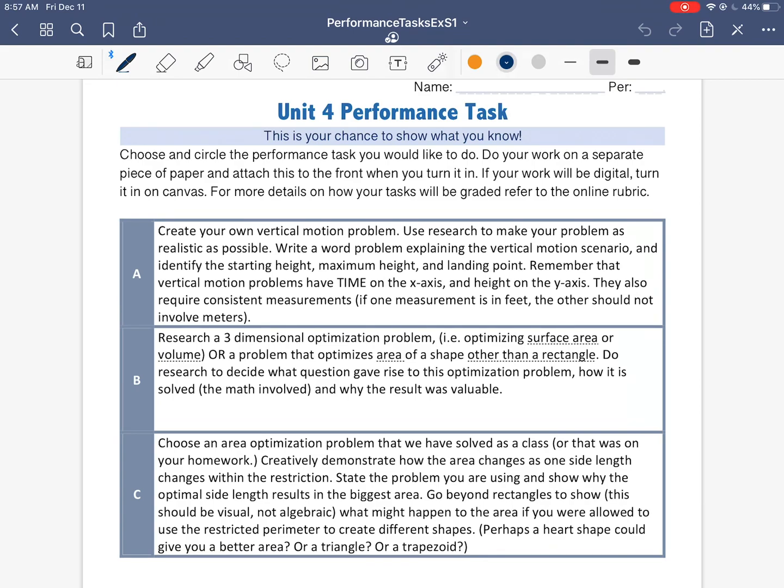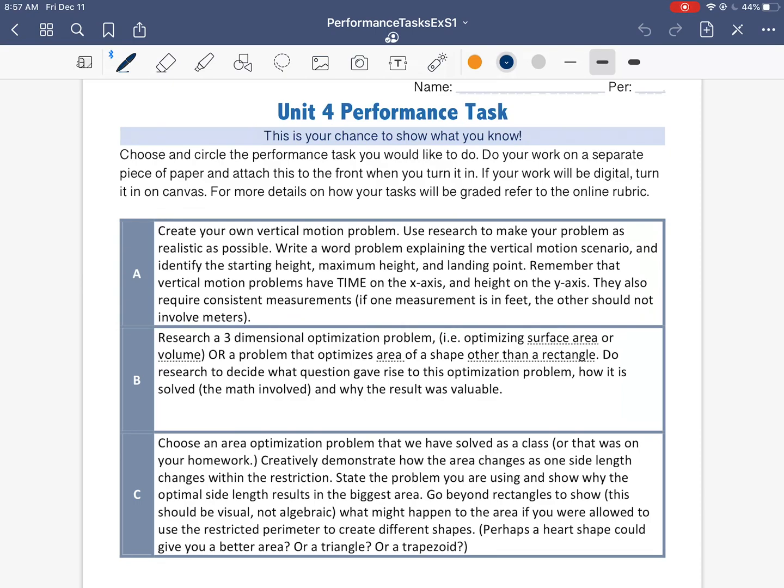Well, I'll just read the rest of this first. So use research to make your problem as realistic as possible. Write a word problem explaining the vertical motion scenario and identify the starting height, maximum height, and landing point. Remember that vertical motion problems have time on the x-axis and height on the y-axis.